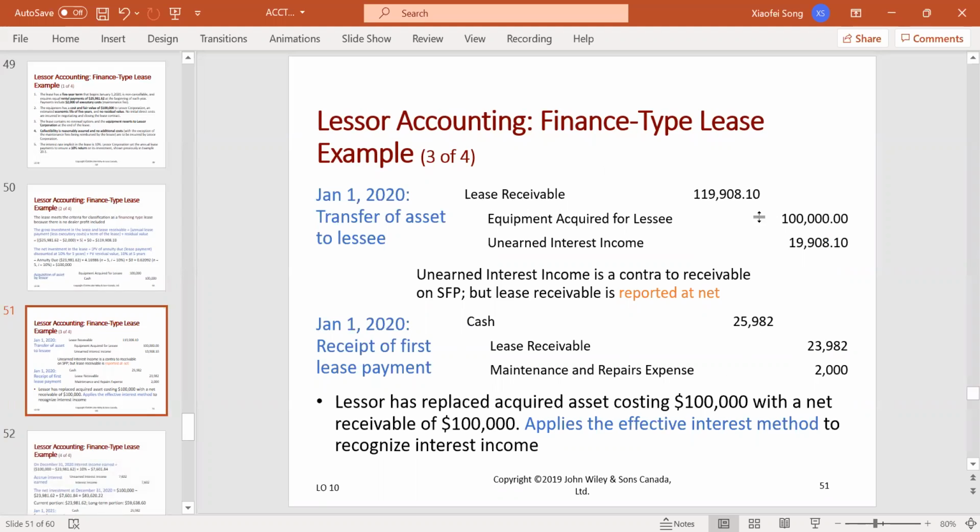The initial lease will be the lease receivable. This is kind of the same as all the receivables from operating activity. It's the gross amount; we do not count interest. This is 5 times 23,982, so that's the gross lease receivable. And we remove the equipment here. The equipment is gone. And then the difference between the net investment and the gross investment is the unearned interest income.